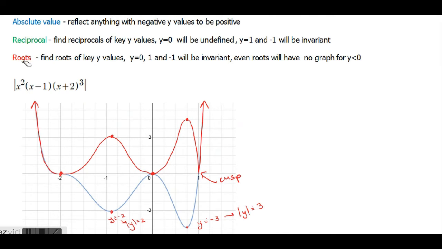How to do roots of polynomials. You might want to just find key points and do roots of them, whether it's an even root or an odd root. You should know that the root of 0 stays 0, the root of 1 stays 1, and the root of -1: if it's an even root, it won't exist, but if it's an odd root, it will stay the same. So these points will be invariant, except for even roots. There will be no graph for any negative outputs.